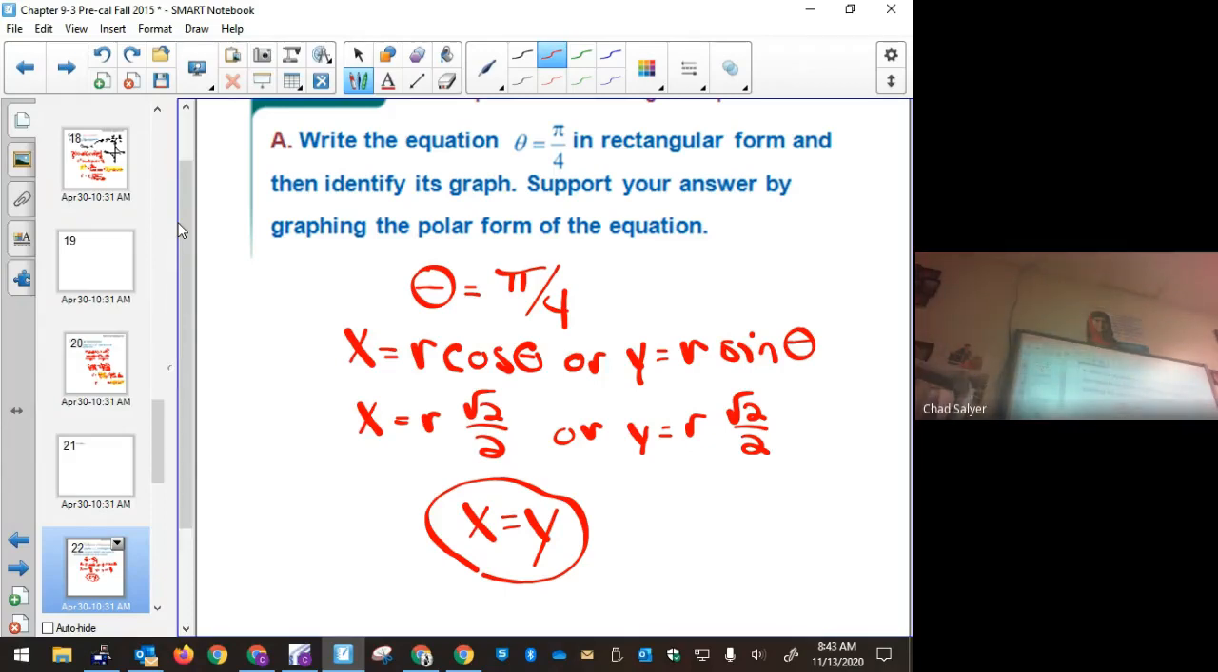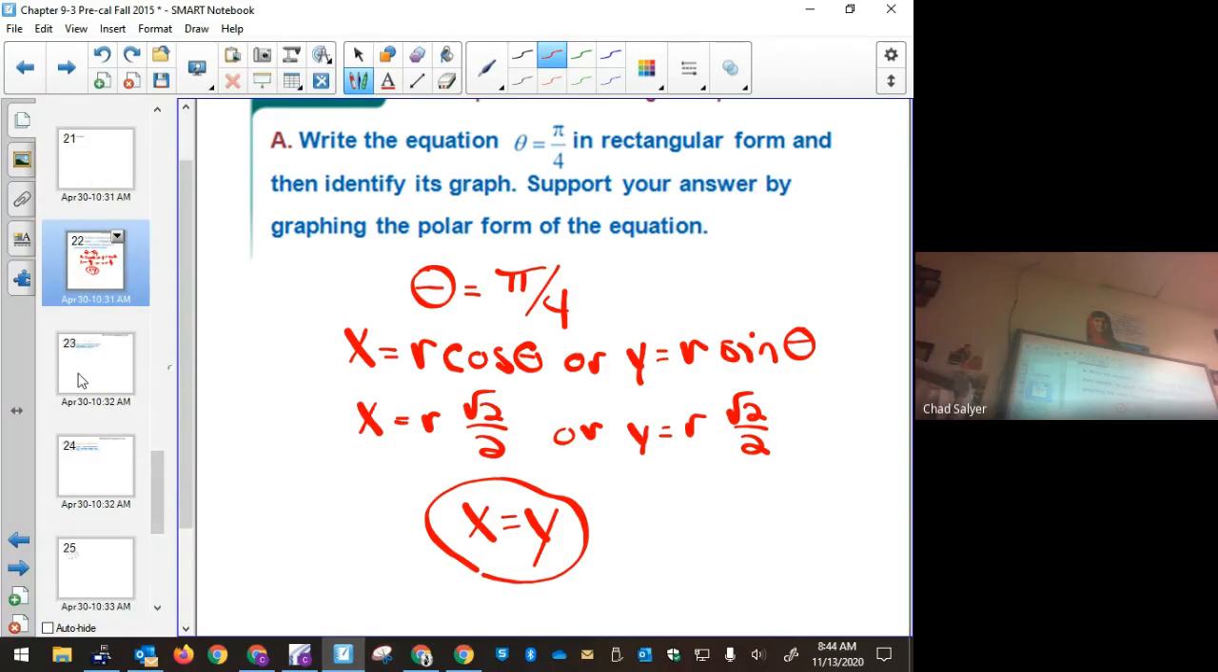Indeed. And if you think about it, that makes sense, because pi over 4 would be that Y equals X line. Be tricky indeed.